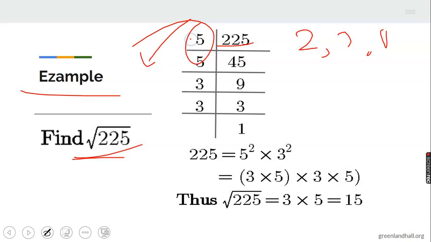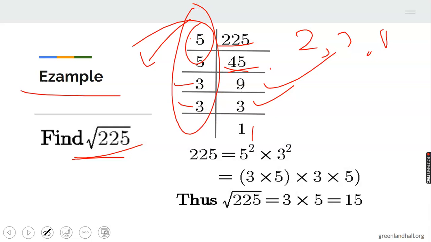Now 5 into 225, you have 45. 5 can also go again. 5 in 45, 9. What can go again? 3. 3 in 9, 3. 3 in 3, 1. By the time you write everything out, you can see you have them to be perfect square. That is 5 times 5 times 3 times 3.